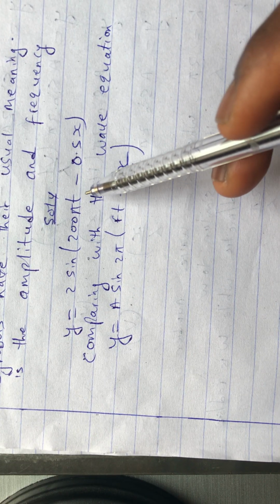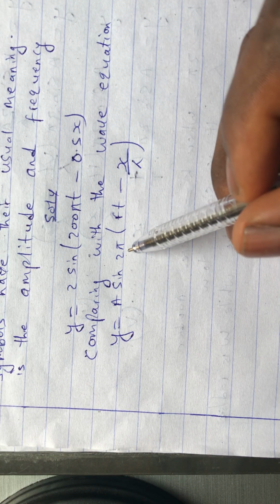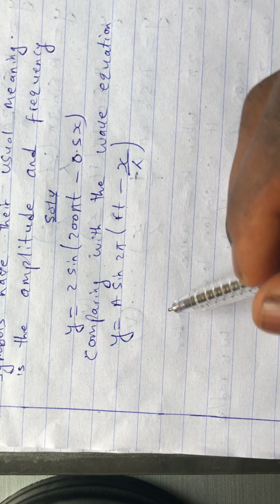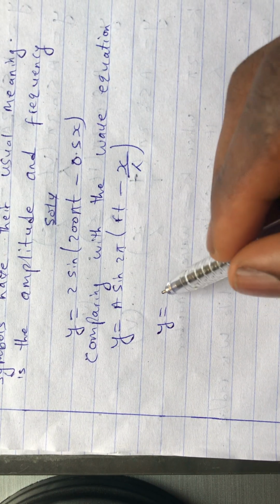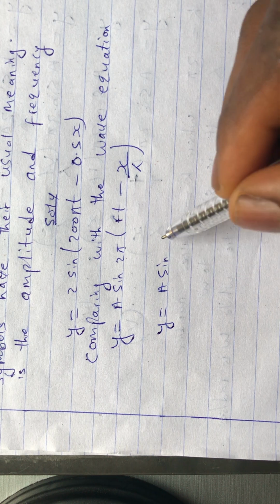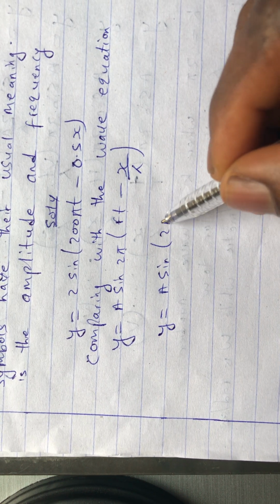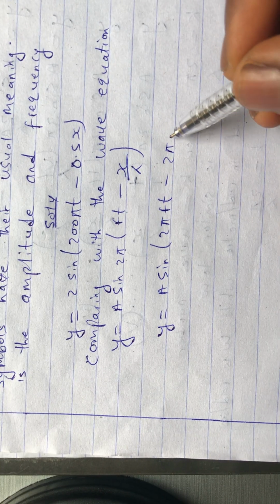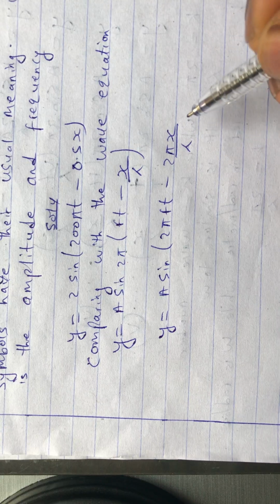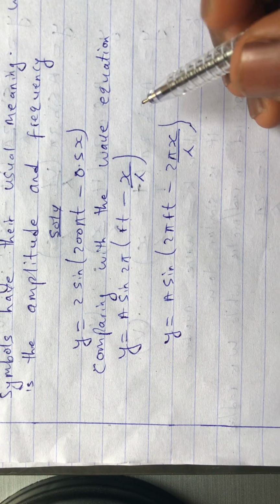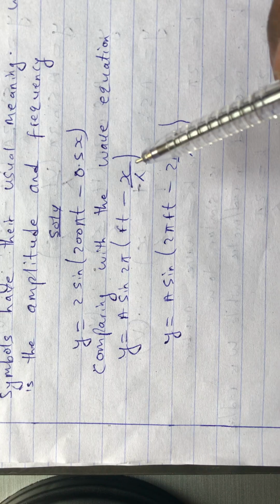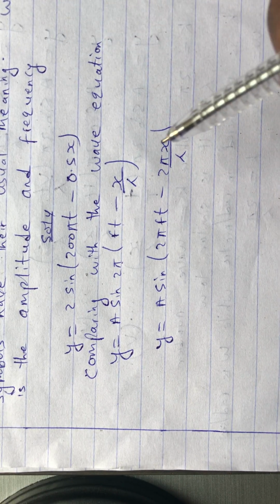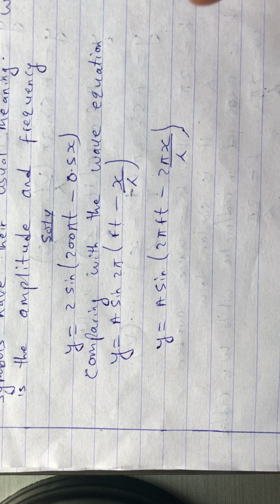Now, you can see that this equation is similar. To make them more similar, I'll simply multiply, make this 2 pi go into this bracket. That means I'm going to have y equals a sine bracket 2 pi f t minus 2 pi x all over lambda. Now, in this question, I told you guys you don't need to solve anything. You just simply compare it with the wave equation.